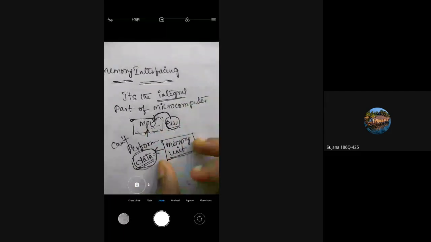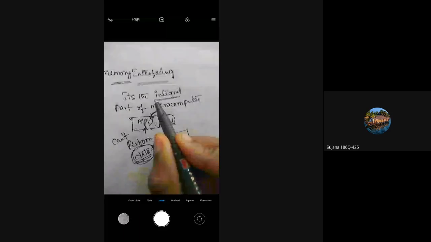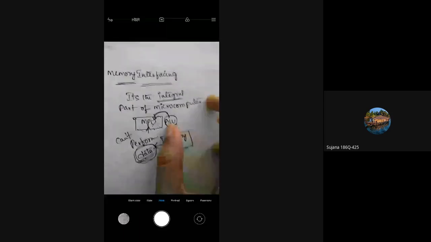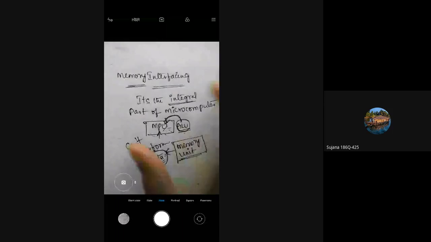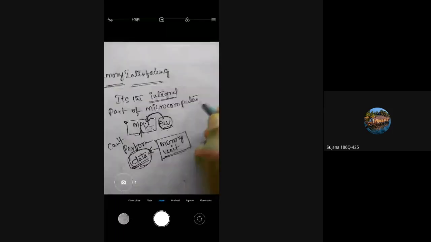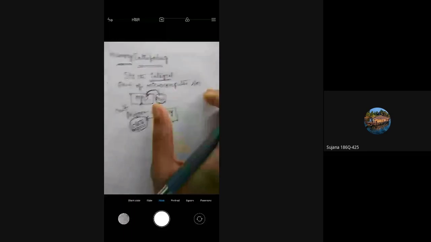Without memory, we cannot perform any operation even in the presence of an ALU and a microprocessor unit. That is the reason memory interfacing is the integral part of the microcomputer system. I have told you that we have two types of memories, one is RAM and another one is ROM. These are the two categories of memory that fall under semiconductor memory.